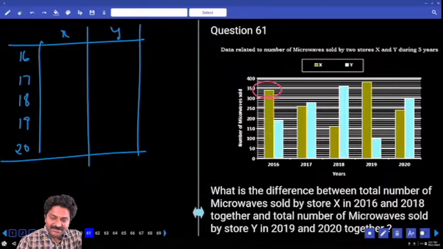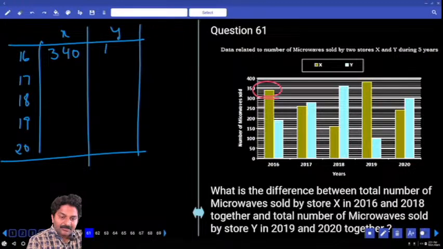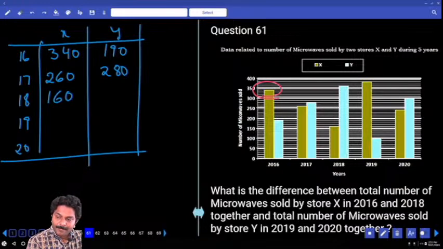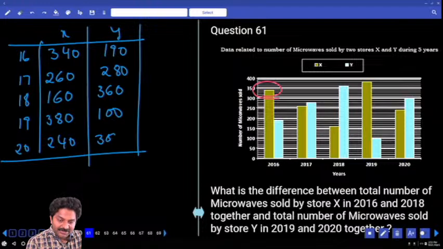Tell me the numbers. First one, 340. Next, 190. Next, 260. 280. 160. 360. 380. 100. 240. And now it is 300.